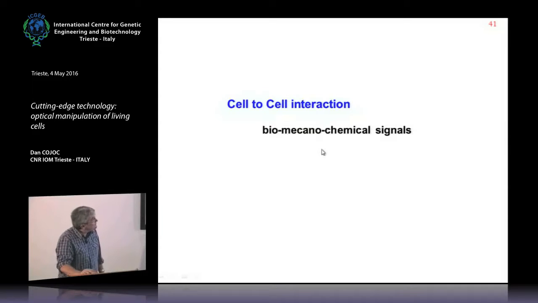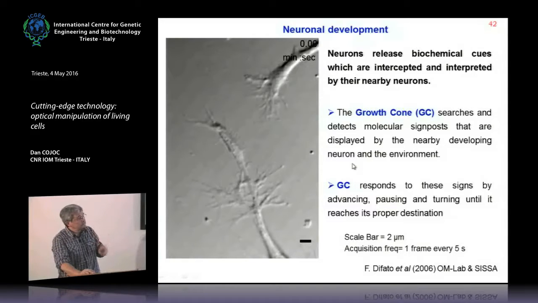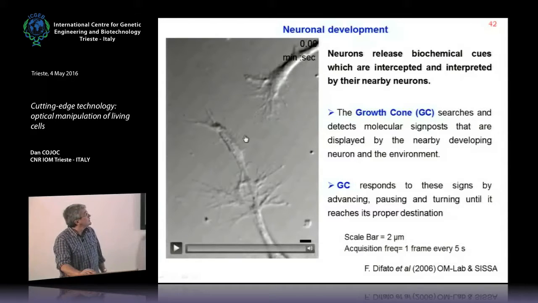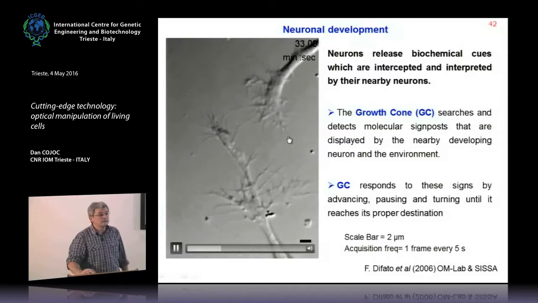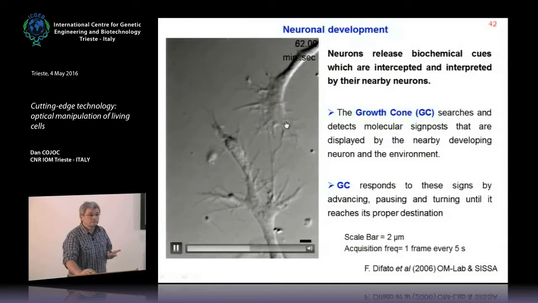Cell-to-cell interaction. Here I will speak about biomechanochemical signals, and I will focus on the neuronal field and the interaction between young neurons, between growth cones of neurons during development. I start from this movie in which you can see how two neurons speak to each other in 2 hours from a morphological point of view.